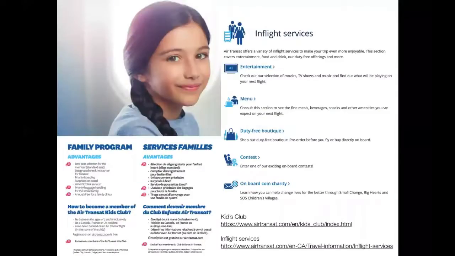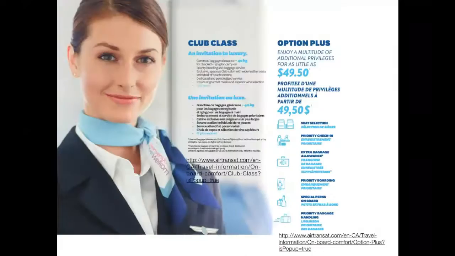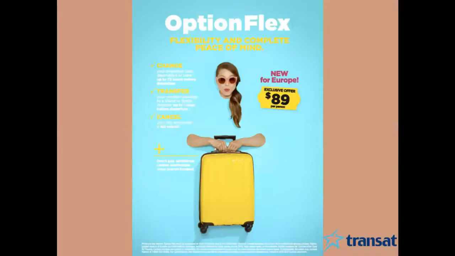We have the Family Club and Kids Club to make traveling easy for families and have great in-flight services for everyone. We offer Option Plus for extra privileges in economy class, such as seat selection and priority boarding. And for those seeking luxury, we offer amazing perks such as generous baggage allowance and gourmet meals with our club class.